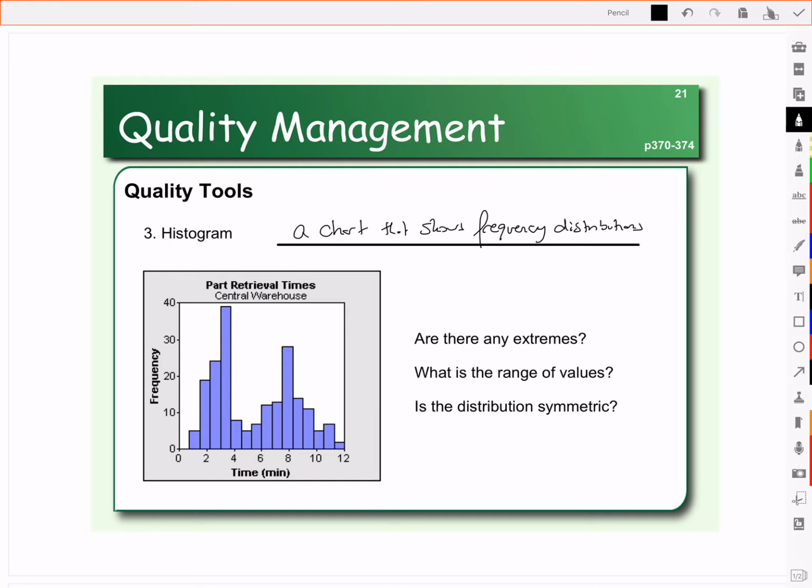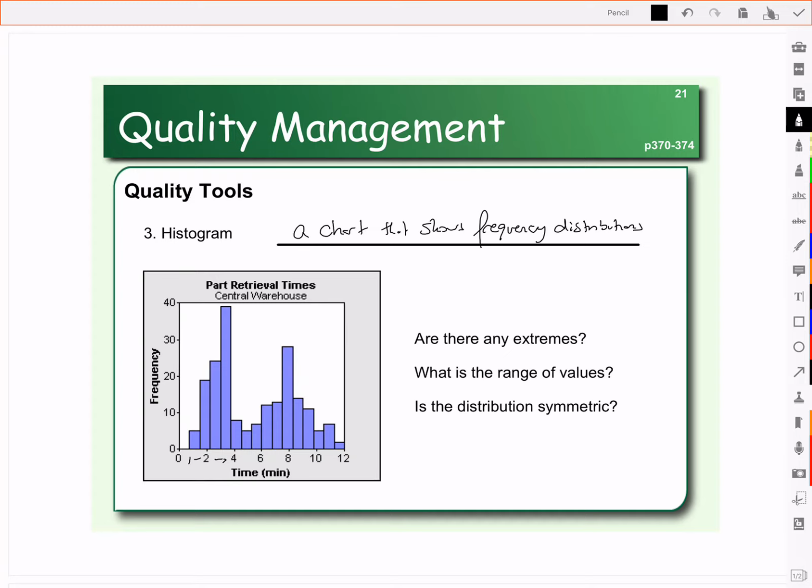So what we see here, for example, is that for 1 to 2 minutes, about 5 of our retrievals take 1 to 2 minutes. All right, 2 to 3 minutes, that's 25 times we retrieved it. It took 2 to 3 minutes. And we can look for 3 to 4 minutes. There was almost 40 times, took 3 to 4 minutes. So by looking at a histogram, we can see what's the most common, in this case, retrieval time.